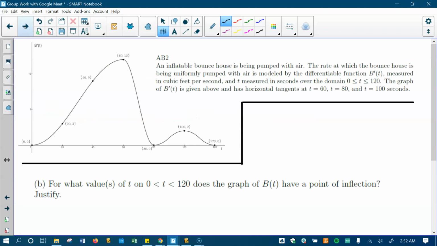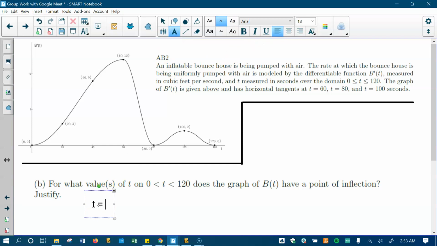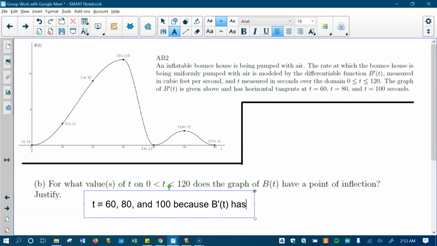For what values of t does the graph have a point of inflection? And justify. Okay, so we already said that. That's t equals 60, 80, and 100. So that's easy if you know what they're talking about. If you didn't know what they were talking about, you'd have to do some studying there. So t equals 60, t equals 80, and t equals 100, because b prime of t changes direction.